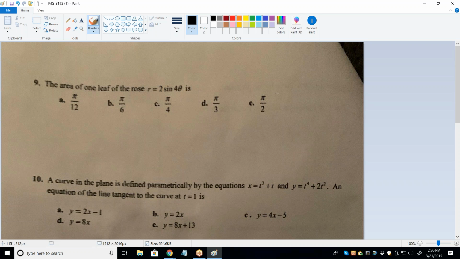Okay? Sorry, I've kept you a few extra minutes, but it's all good. It's actually pretty good. This is a good page for learning about polar and parametrics and slopes of tangent lines. Right. And areas. So, yep.